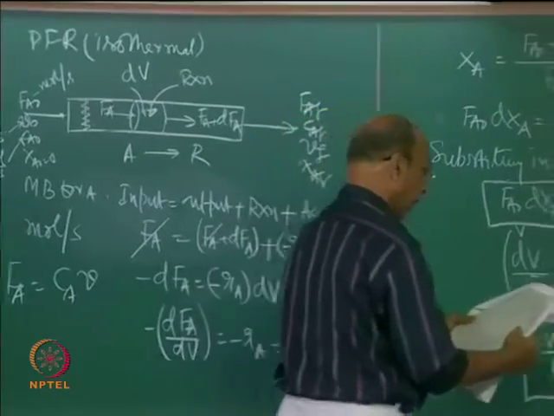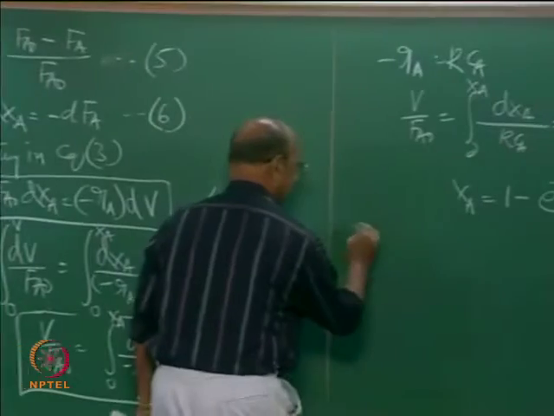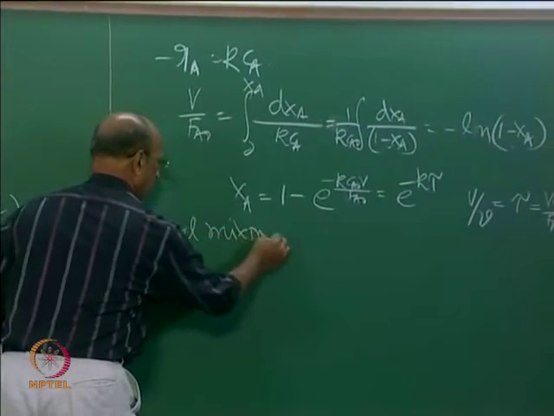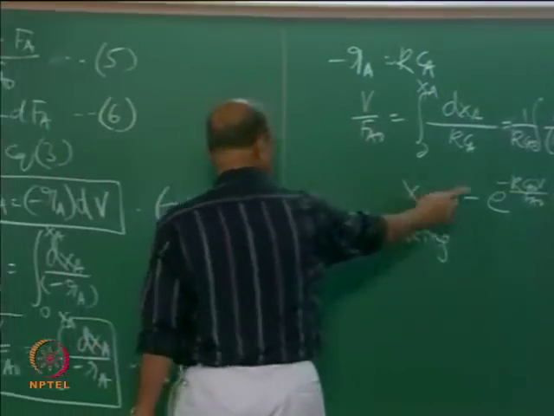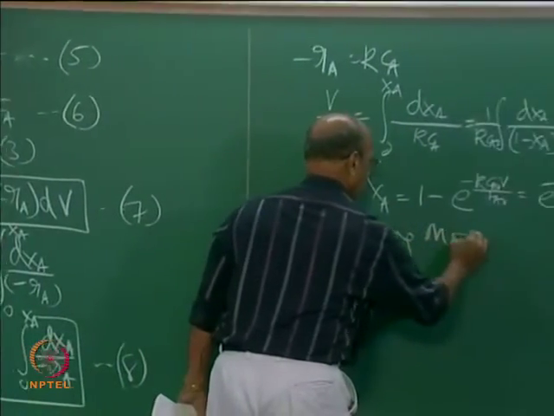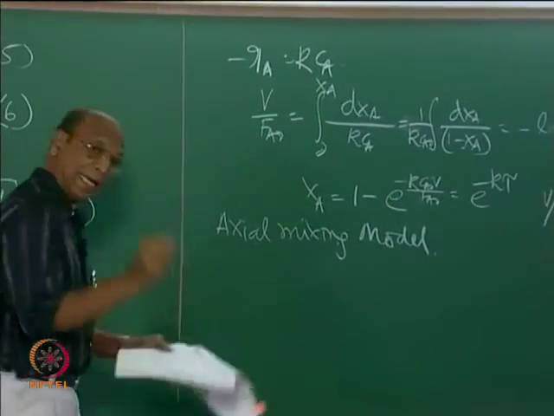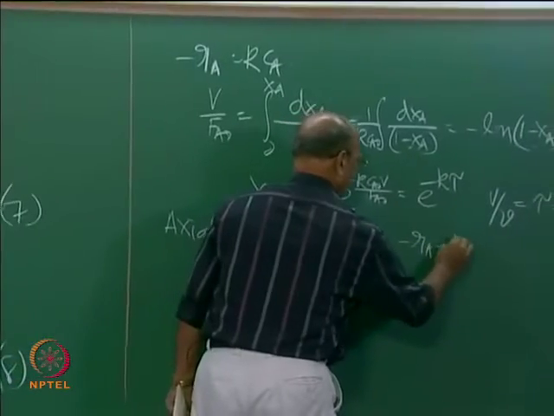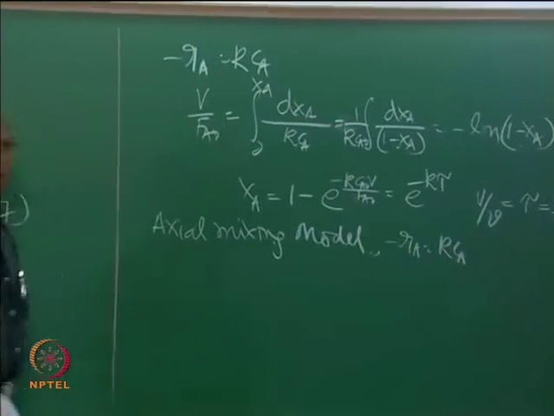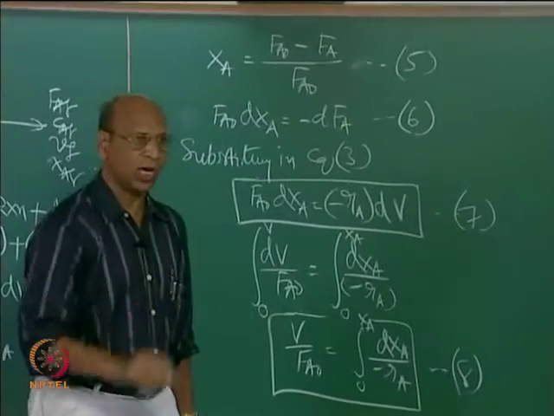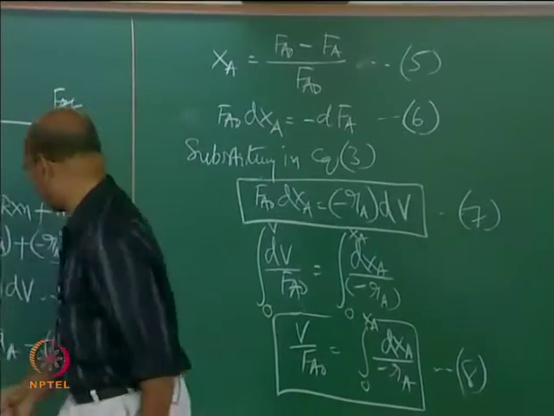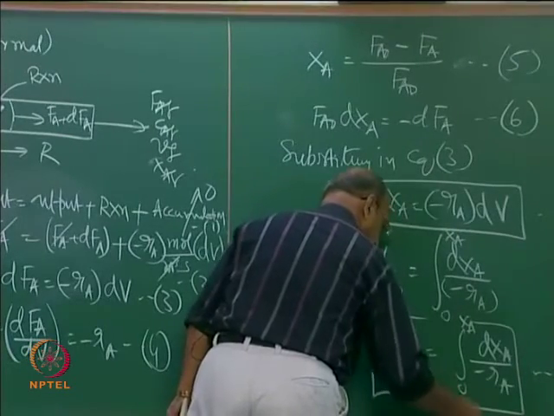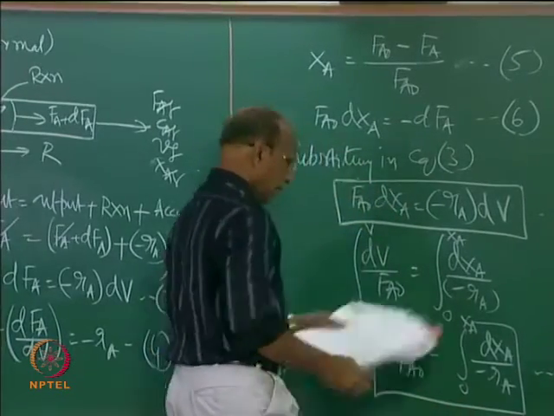Now with this one, if I have an axial mixing model, this is the plug flow model we have used, and this is the axial mixing model. Again first order, same constant density system, so I simply write minus Ra equal to KCa, A going to R. If I use that, then the equation which I get is this.